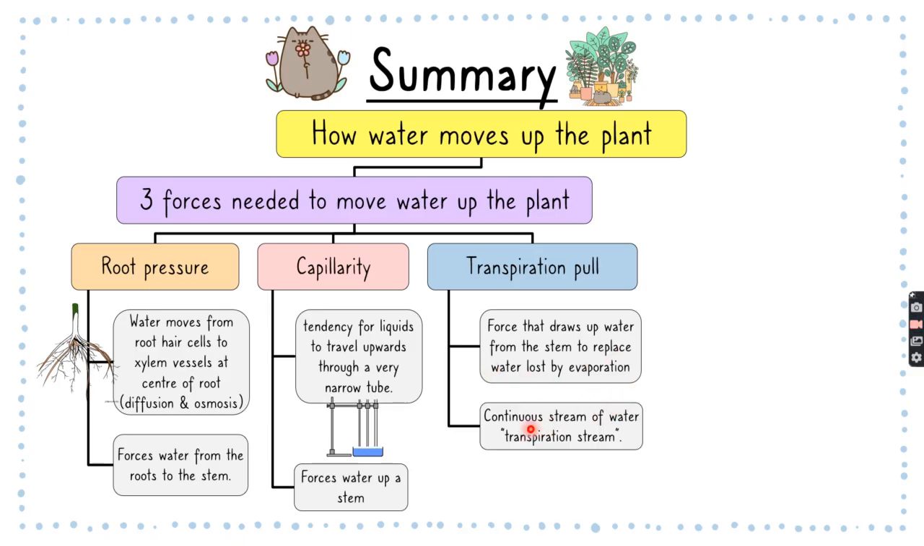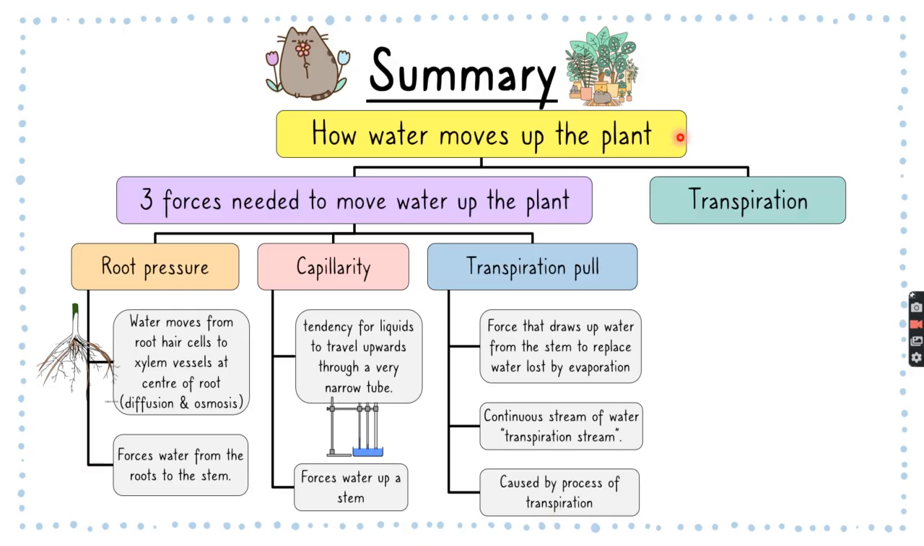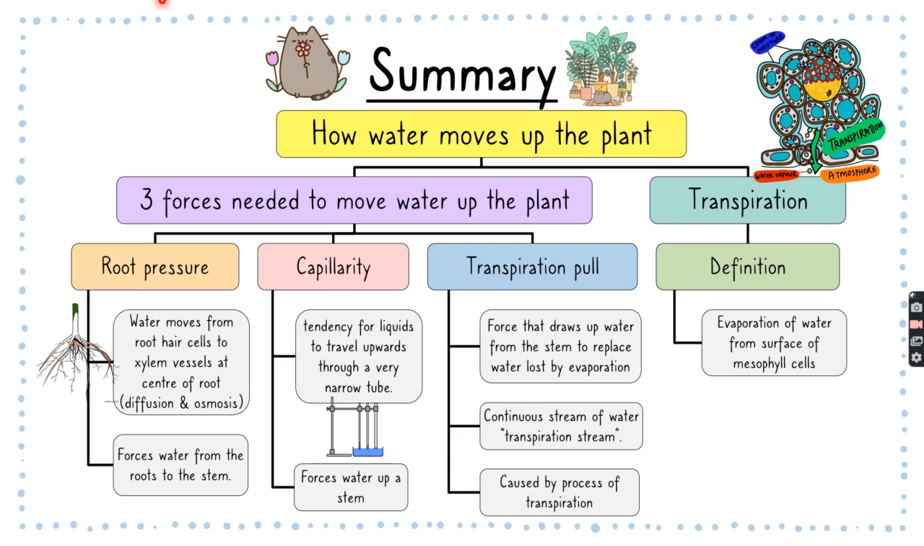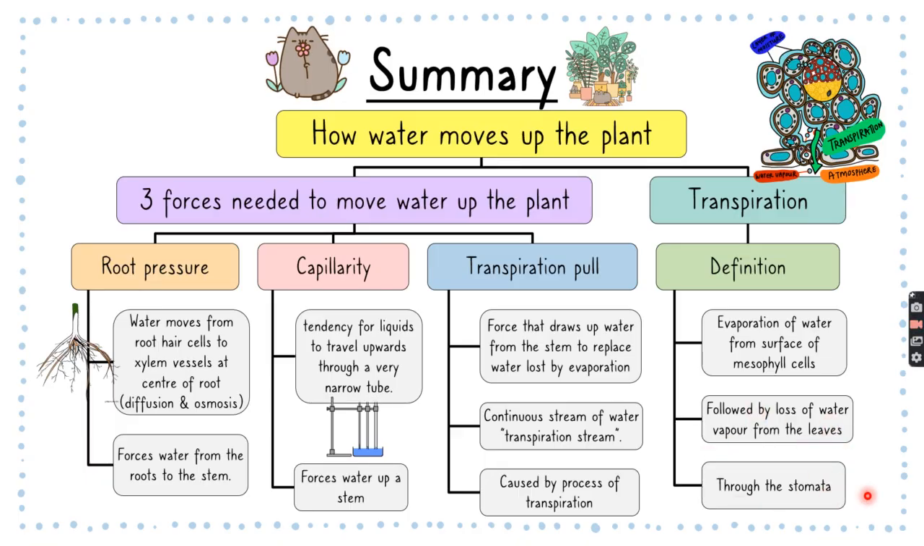This causes a continuous stream of water to move up, called a transpiration stream, and this is driven by the process called transpiration. So we had to define transpiration, and transpiration is the evaporation of water from the surface of mesophyll cells, followed by the loss of water vapor from the leaves and through the stomata.